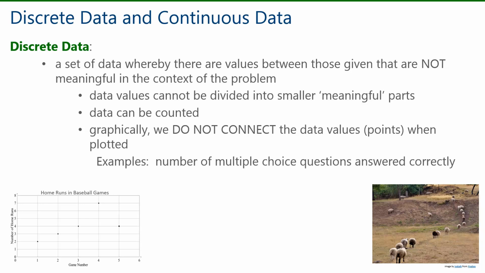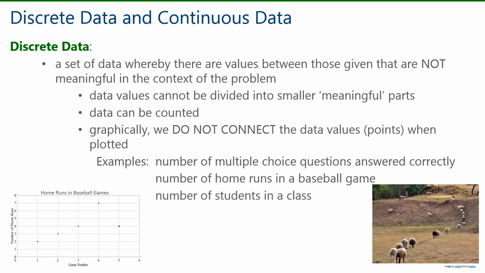Some examples: number of multiple choice questions answered correctly. You can get one multiple choice correct, or two multiple choice correct, or three. You cannot get 1.5 multiple choice questions correct. The number of home runs in a baseball game. You can hit one, you can hit two, but you're going to have a hard time hitting 3.25 home runs. It's either a home run or it's not.